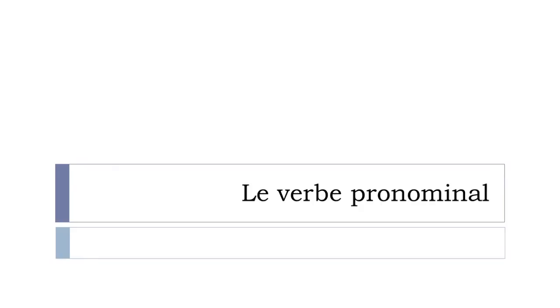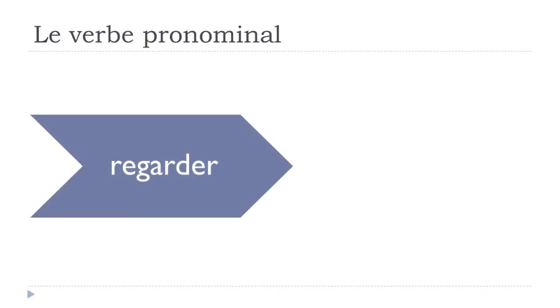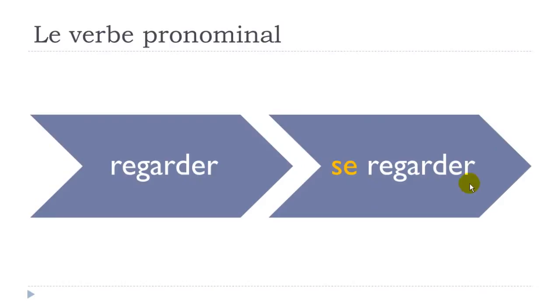Le verbe pronominal. So, what is le verbe pronominal? First we'll take an example. Regarder, to look, to watch. And then, se regarder. In that case, it would be to look at oneself, okay? So that's the important thing about this verb pronominal. Le verbe pronominal will be constructed all the time with this se before the verb. Se regarder. And this se will basically change the meaning of the verb, because regarder is to look, to watch, and se regarder is to look at oneself.